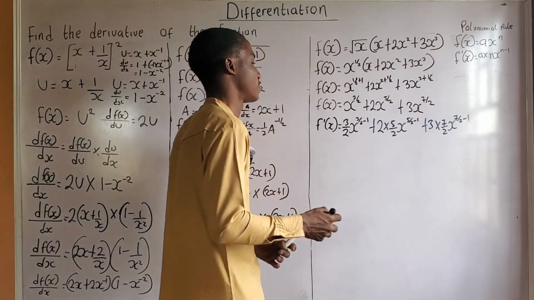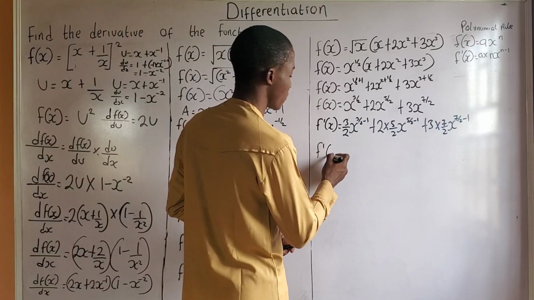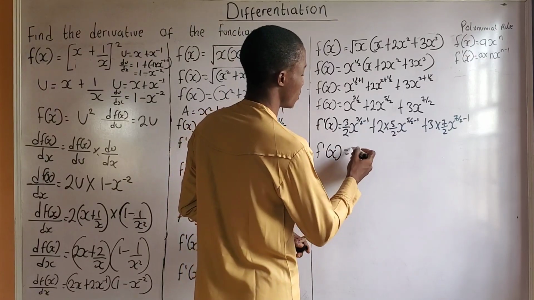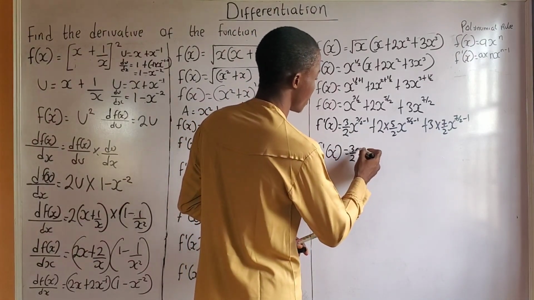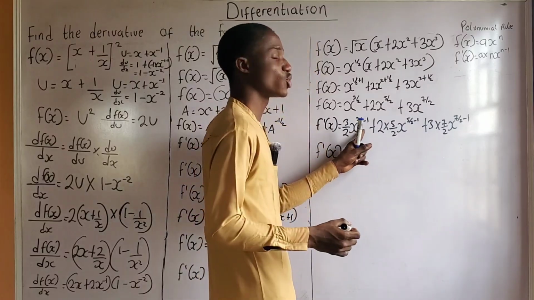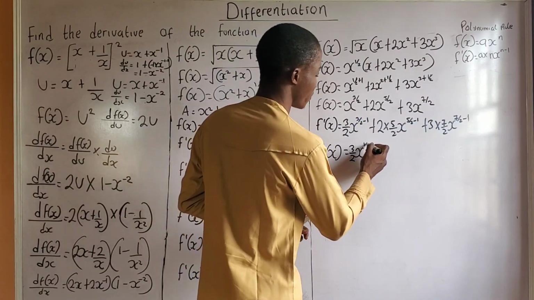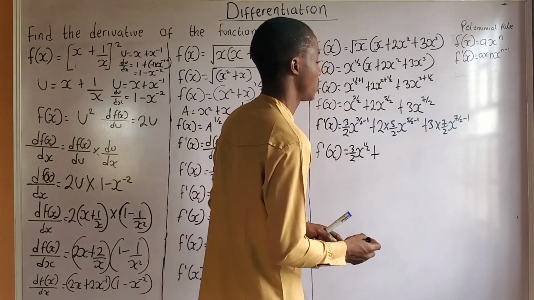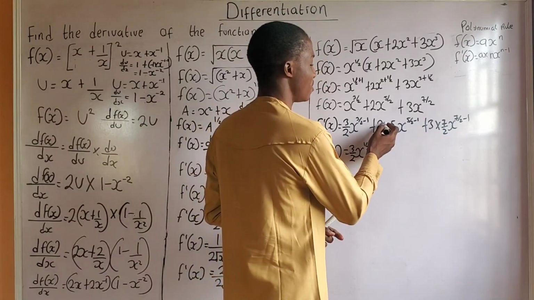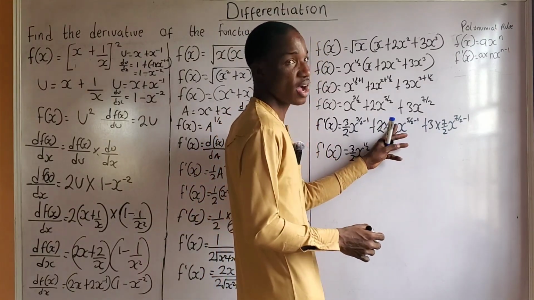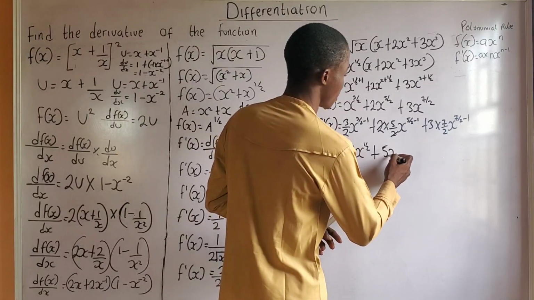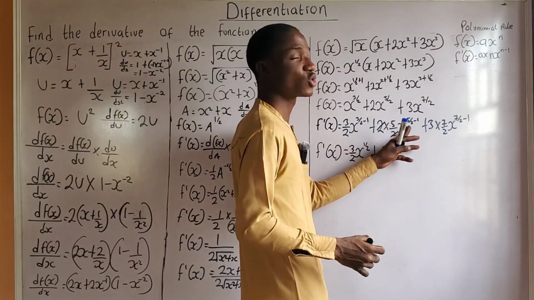Okay. Now, derivative of f of x will be equals to 3 over 2 x raised to the power of 3 over 2 minus 1. That will be what? 1 over 2, right? So I'm going to have 1 over 2 plus, now these 2 can eliminate these 2. So I'm left with what? 5. So I'm going to have 5x raised to the power of 5 over 2 minus 1.